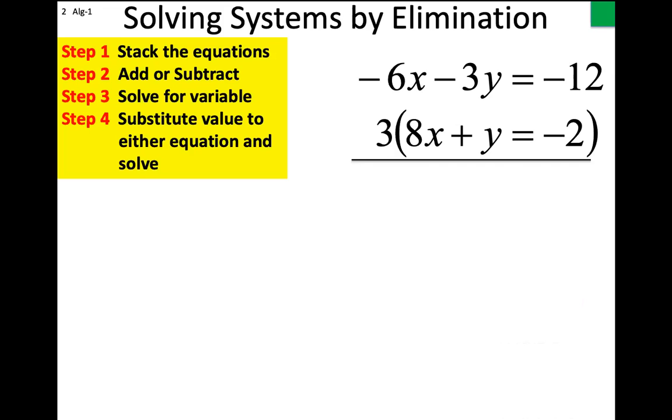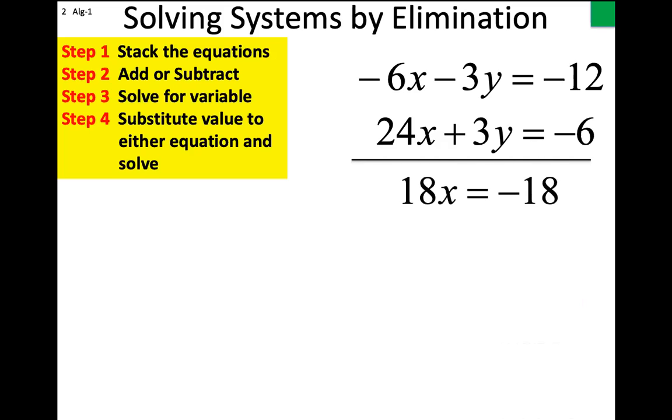That's a 24x. Positive 3y. Negative 6. You're supposed to stop me if you're lost. Hey, the y's match. Let's add. 24 minus 6, that's an 18x. Negative 12 minus 6, same signs, means add, so that's negative 18.